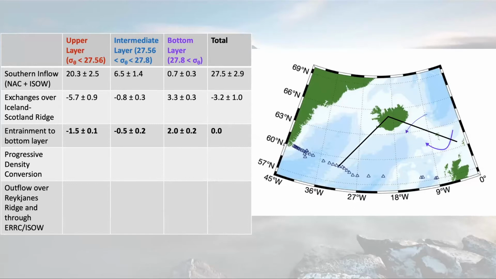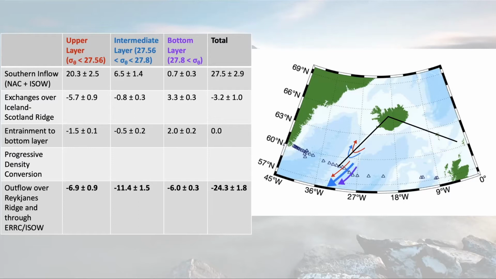An analysis by Bill Johns found that some of that overflow water that enters into the Iceland Basin entrains water from the upper layer and intermediate layer, and so it increases the overflow water volume, but also results in an overturning of 1.5 Sverdrups of water from the upper limb moving directly to the deepest layer here. And then when we exit the basin, from my work with the East Reykjanes Ridge Current and over the Reykjanes Ridge, we have about 24 Sverdrups leaving the system.